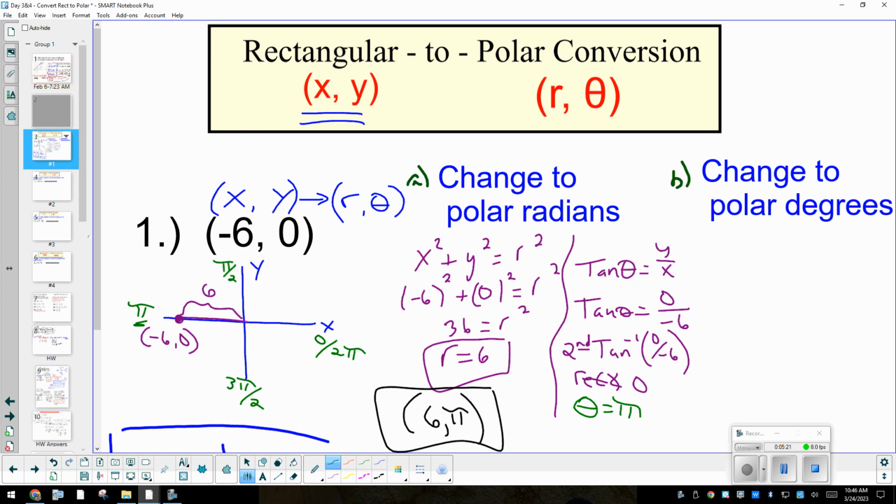Now, a lot of times I do ask you to also then go to degrees. And this is easy. You just use your knowledge. The 6 doesn't change. What is pi in degrees? How many degrees is pi? 180. There you go. Boom.